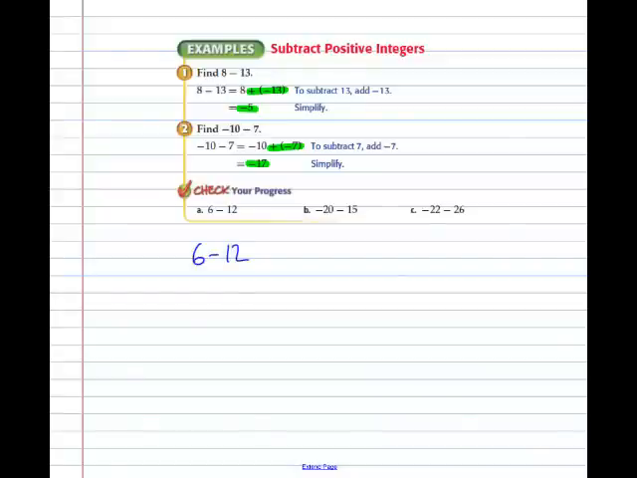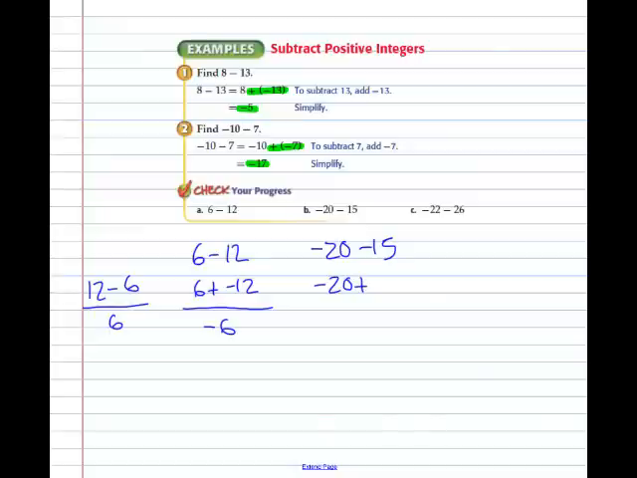In example A, 6 minus 12 becomes 6 plus a -12. If we do the absolute value thing, we do the absolute value of -12 minus the absolute value of 6. 12 minus 6 is 6 because the greater absolute value is that of the -12. Our result is -6. In B, -20 minus 15 becomes -20 plus a -15. Both signs are the same here, so our result is -35.